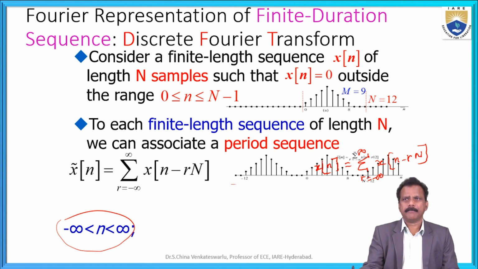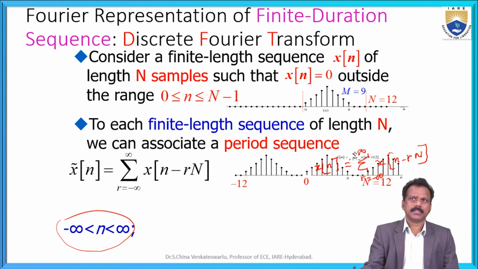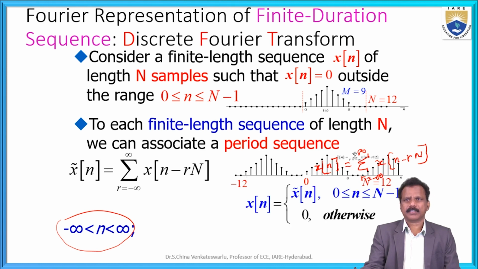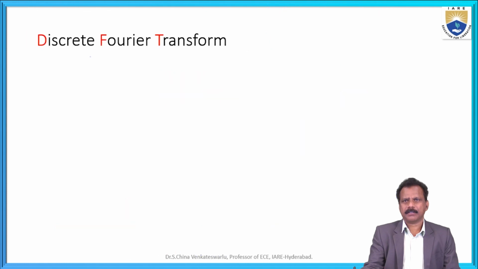So we represent the finite duration sequence like this with the discrete Fourier transform: a finite length sequence x(n) of length N samples, such that x(n) is equal to 0 outside the range 0 less than or equal to n less than or equal to N minus 1. Like this, we are going to verify that interval.